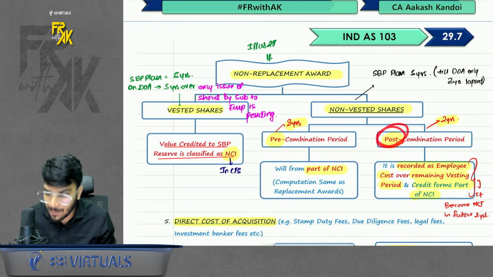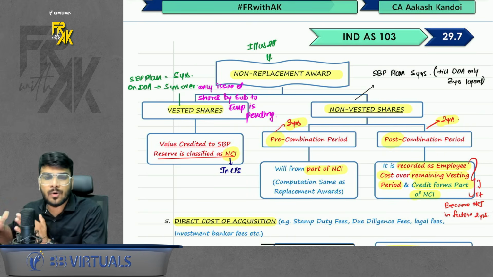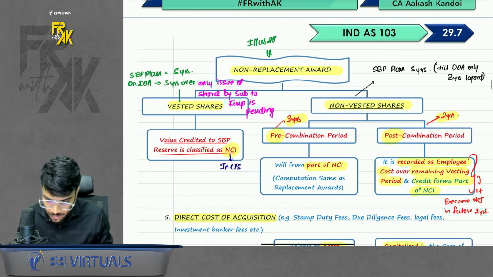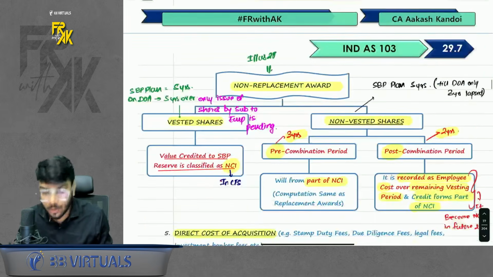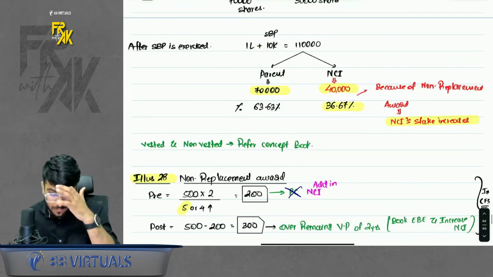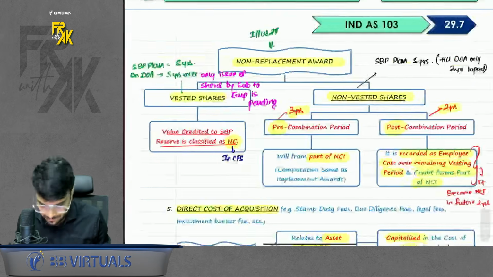And the amount that is coming in post, it will become part of NCI over the period. The calculation of pre and post is same as replacement award. For this, we had also done illustration number 28. So you can also refer to illustration number 28. That is a good question where you will understand the calculation. It is very simple. Okay, chalo.